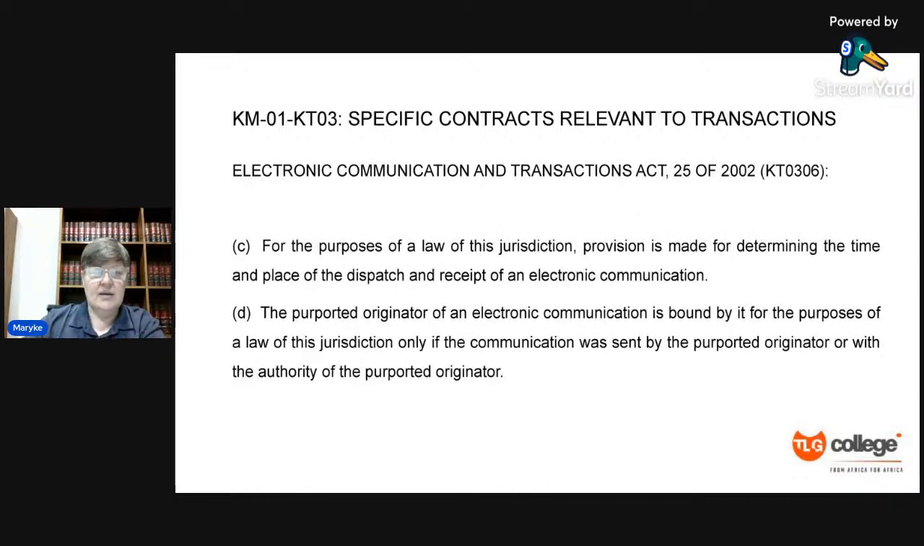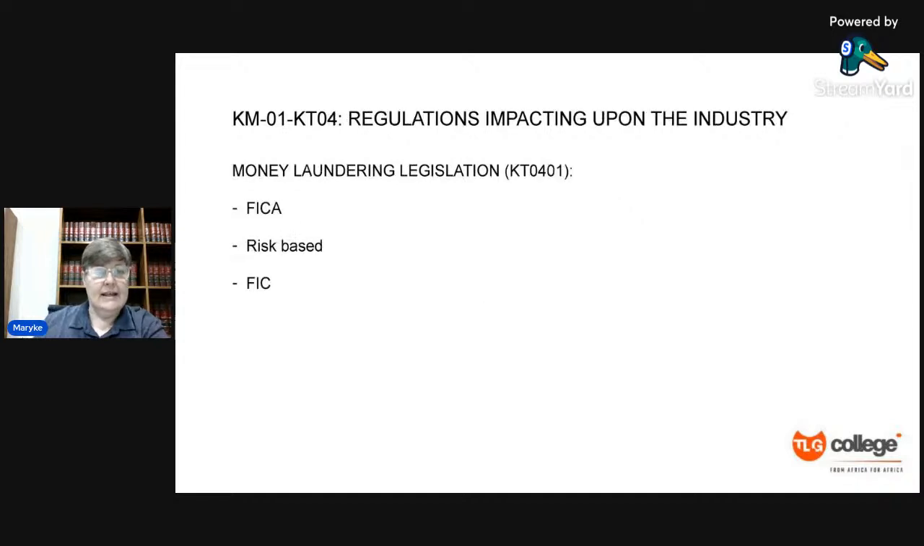Right, so for the purposes of the law of this jurisdiction, provision is made for determining the time and place of the dispatch and receipt of an electronic communication. So there should be a way that one can track whether any party has received their documentation. When did they receive it? How did they receive it? Where did they receive it? The purported originator of an electronic communication is bound by it for the purposes of a law of this jurisdiction only if the communication was sent by the purported originator or with the authority of the purported originator. So again, it's only legal if the legal person has received it and the legal person has sent it.